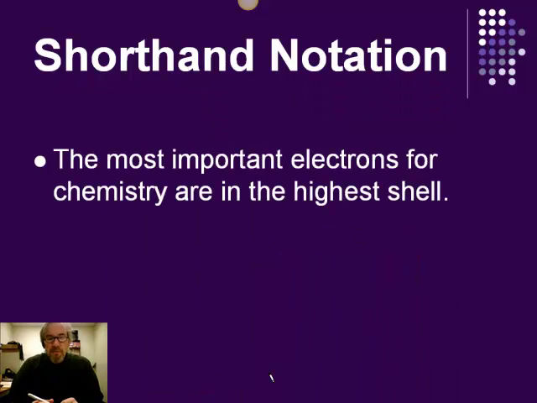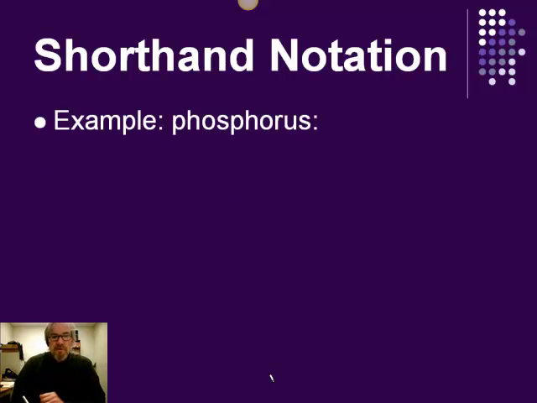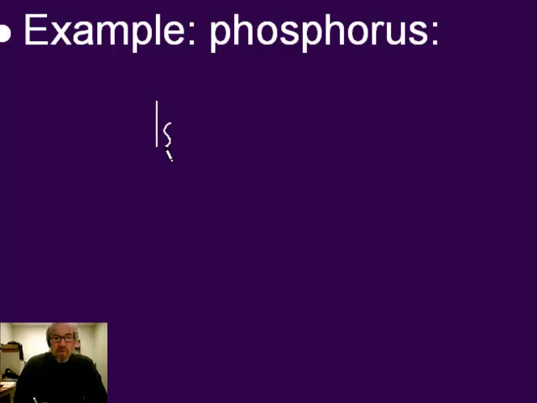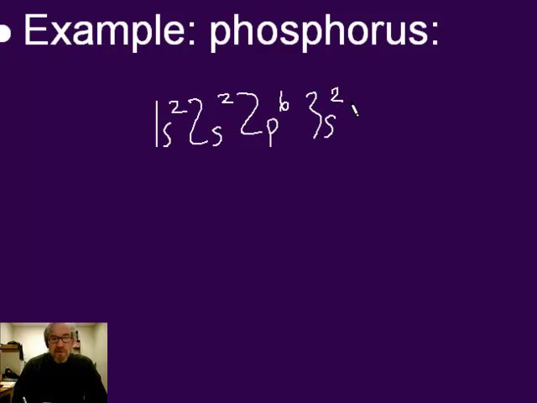So the most important electrons for chemistry are in the highest shell. Let's look at an example of an electron configuration and see if there isn't a reasonable way to shorten it. We'll use phosphorus. When we draw the electron configuration for phosphorus, this is what we have. 1s2, 2s2, 2p6. That gets us through the second row. Phosphorus is in the third row, so we'll go 3s2 to start with, and phosphorus is in the third column over in the p group, and so we end with 3p3.